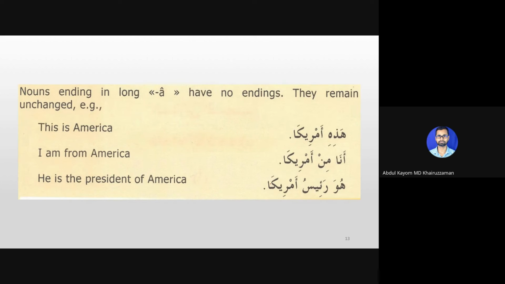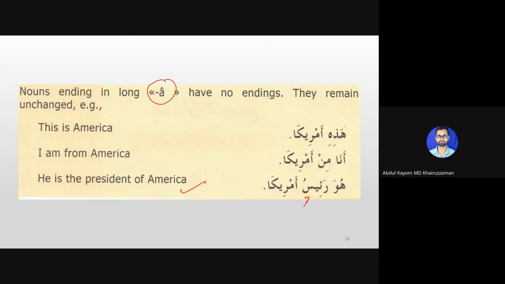And then next we have nouns. If you have a noun that ends with long a, for example this alif, Amrika, Mustashfa, Musa, Isa, it will not have any ending. So it will always read the same way. So we have هذه أمريكا, أنا من أمريكا, هو رئيس أمريكا. رئيس means president. So huwa ra'isu America means he is the president of America. Ana min America, I am from America. Hadhihi America, this is America.